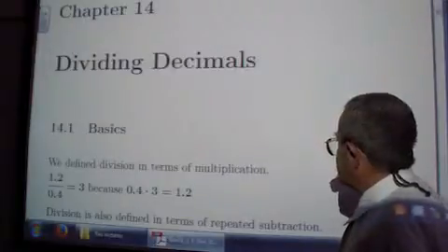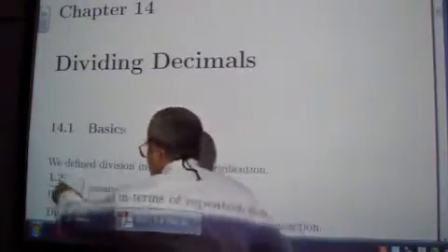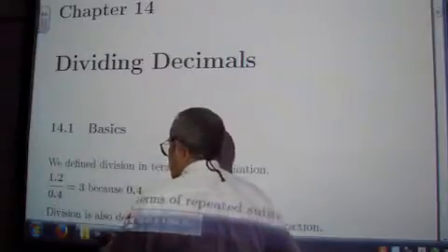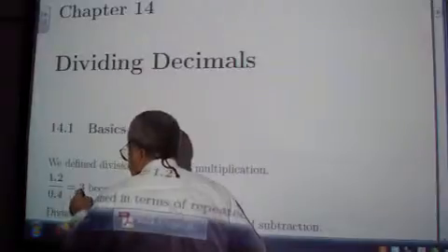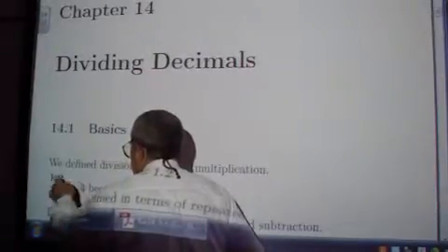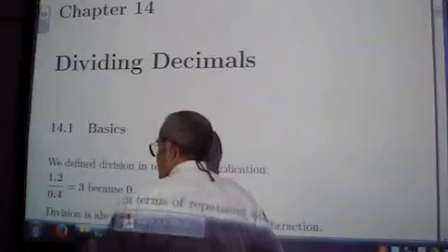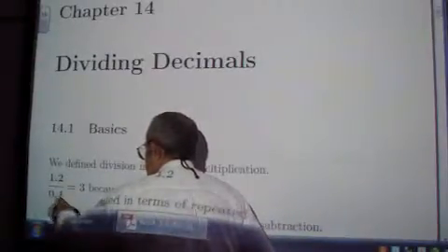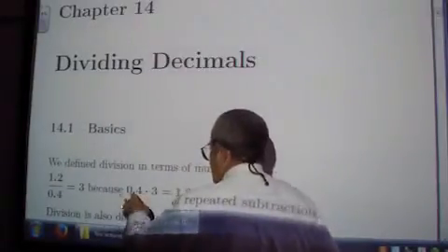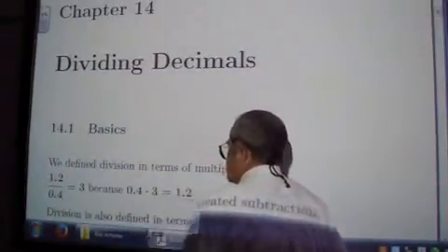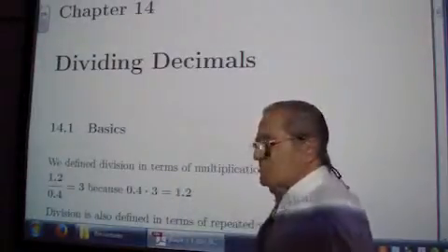We defined division in terms of multiplication. Remember when we had 12 divided by 4, which was 3? This was because when we multiplied the divisor by the quotient, the 4 times 3, we got the dividend. So now I want to divide 1.2 by 0.4, and that's a 3, because 0.4 times 3 is equal to 1.2. So division in terms of multiplication.